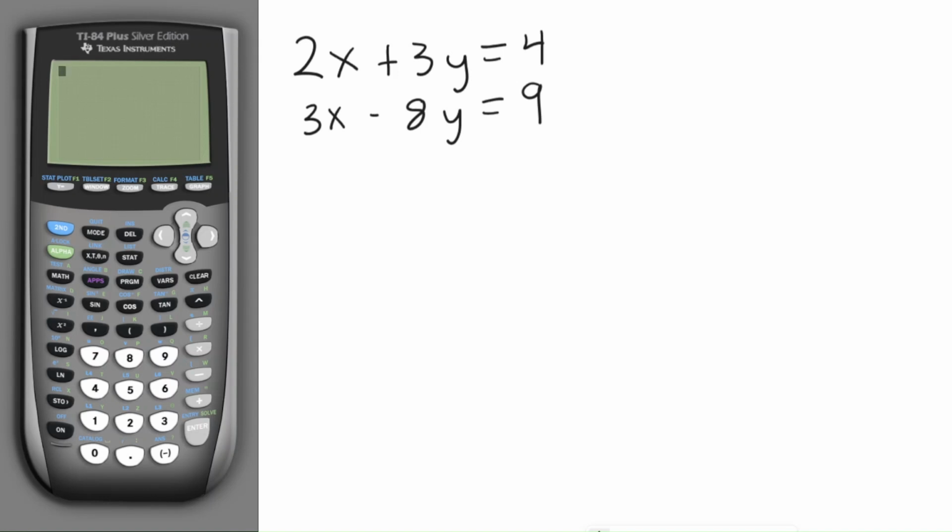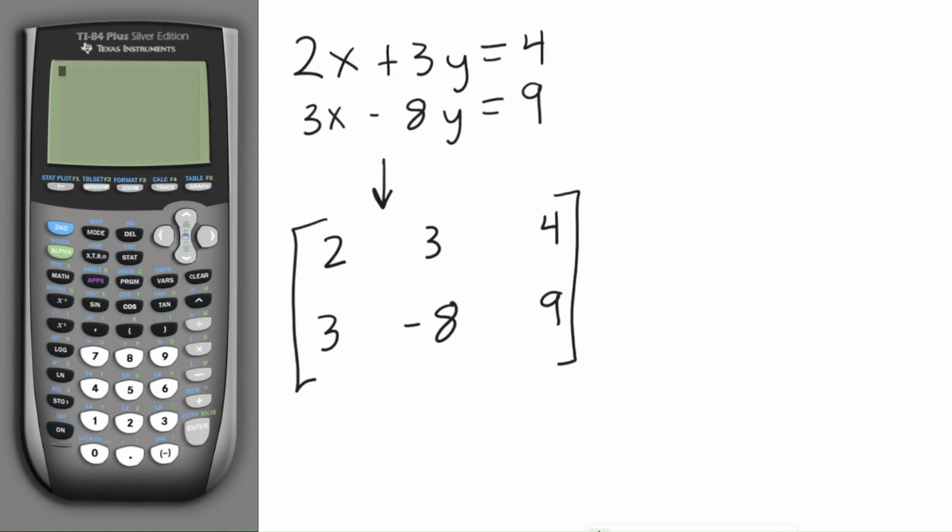So the first thing I'm going to do is rewrite this without any of the x's and y's. So there's a 2, a 3, and a 4, a 3, a -8, and a 9. Now what I'm putting this into is what's called a matrix. You don't really have to know what a matrix is. It just means we list out the numbers. And it will know that the first number goes with the x, the second number goes with the y, and the last number goes with the constant on the other side. So now that we've written this out, let's enter this into our calculator so that it knows what we have.